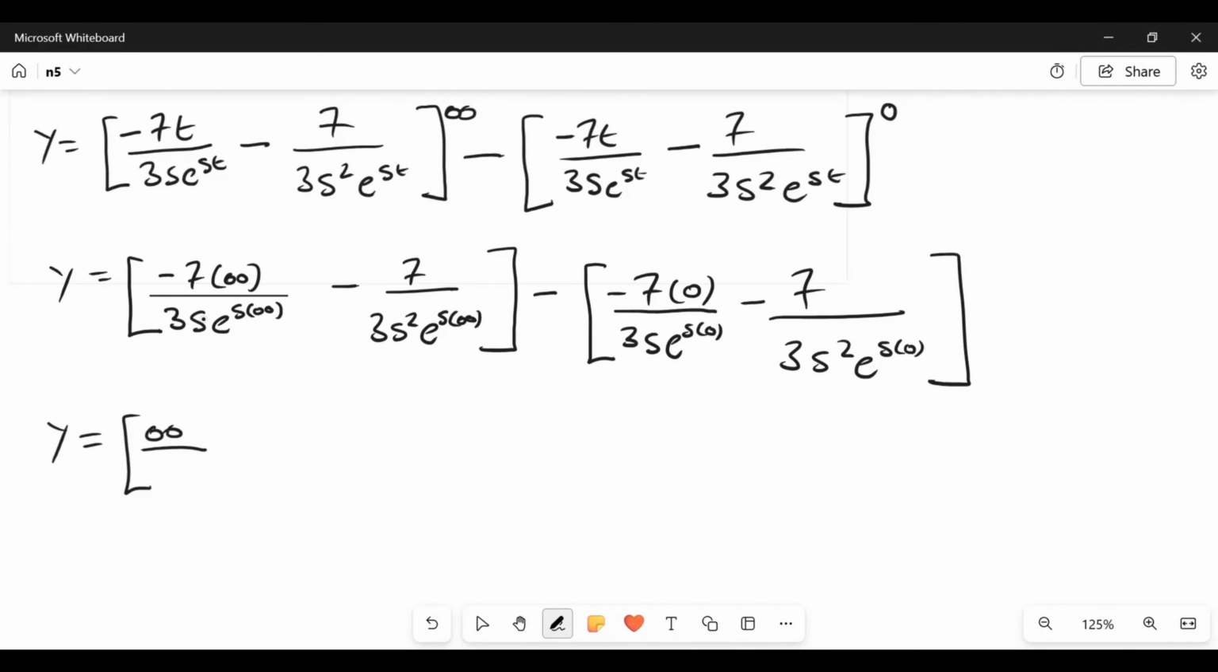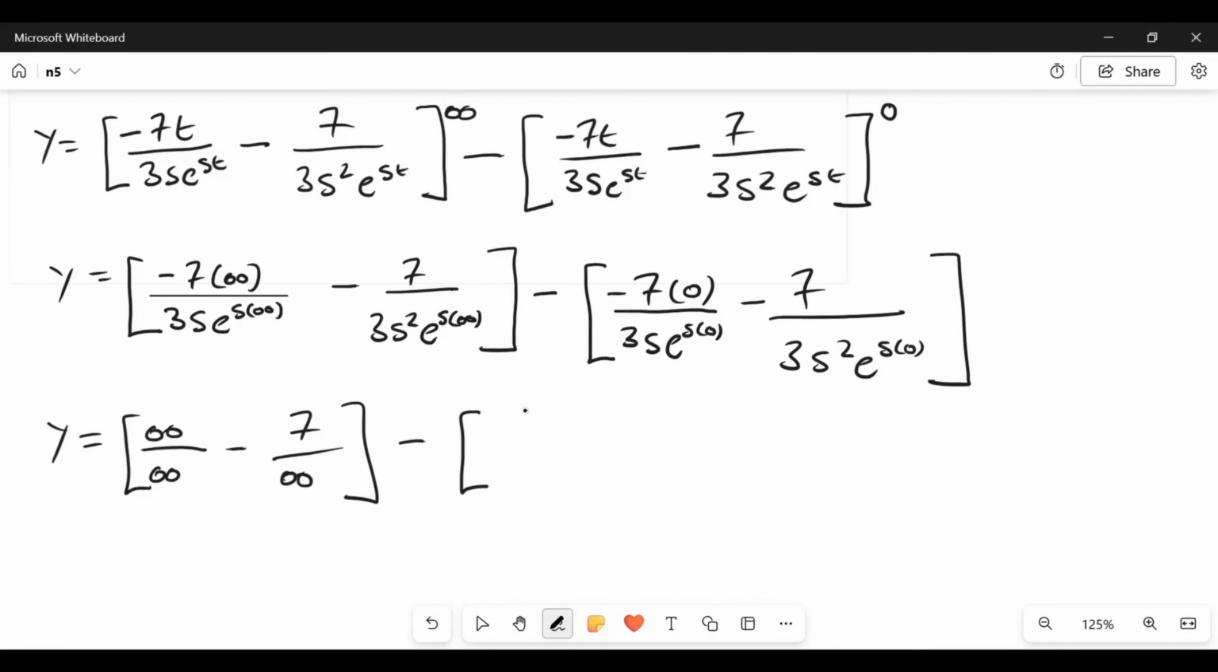On the denominator, we have 3 multiplied by s multiplied by e to the power of s infinity. So this is going to give us infinity, minus 7 divided by infinity. There we go. So this is how you're going to get this one on the other side. And then we say minus.